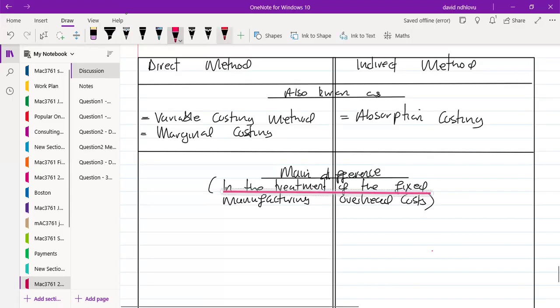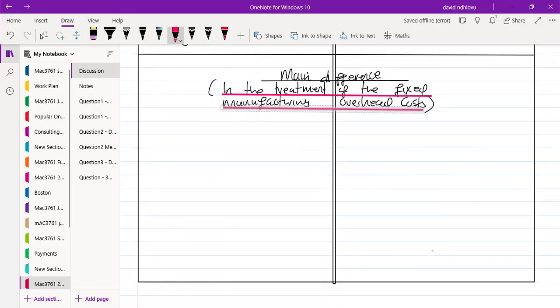Once you understand the differences in treatment, this is the easiest thing ever in the world. And remember, this is an important topic. If you do very well here, you are likely to do very well in other topics.